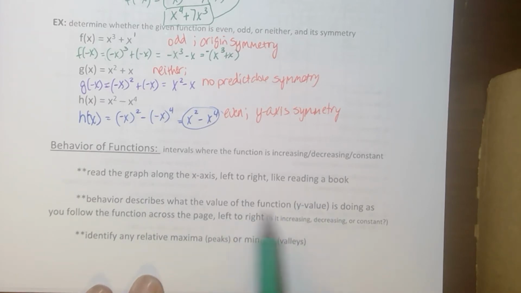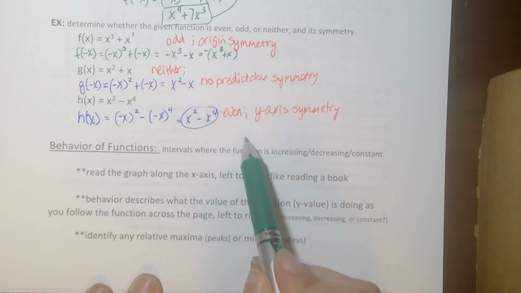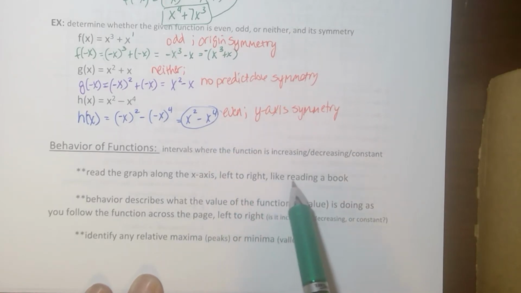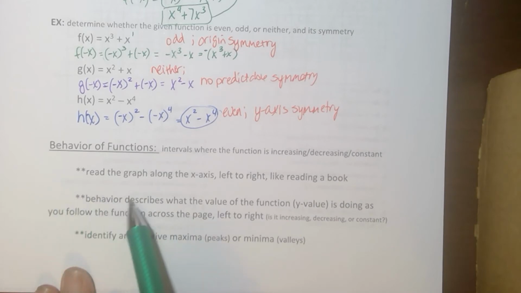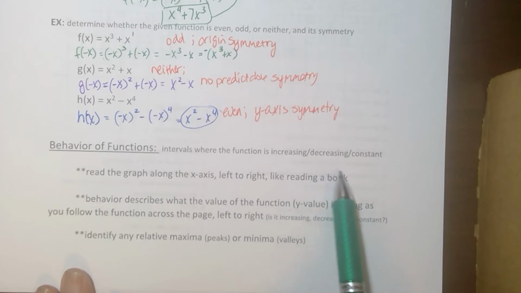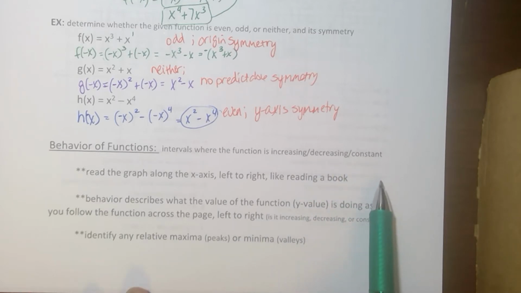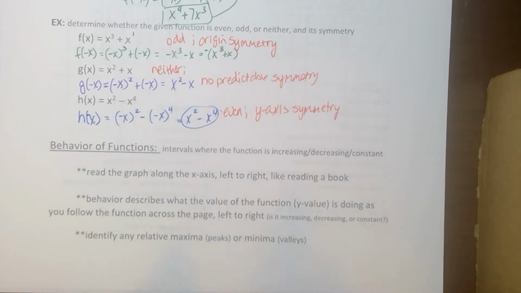And then the behavior that I'm talking about should describe what the y value is doing, what the function value is doing as I move from left to right. So as I move from left to right, is my function increasing? Is it going up? Is it going down? Or is it being constant? Is it flat? So I'm moving from left to right, but I'm talking about what the y value is doing: up, down, or constant. When I give the interval, I'm giving the interval on the x-axis at which that behavior happens.